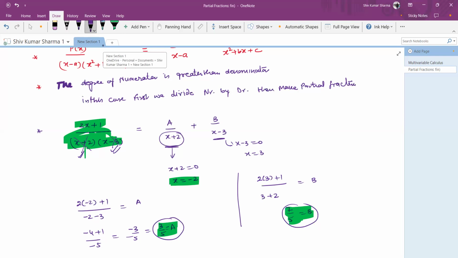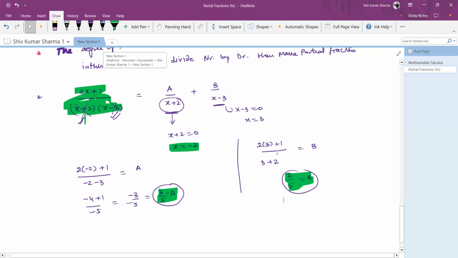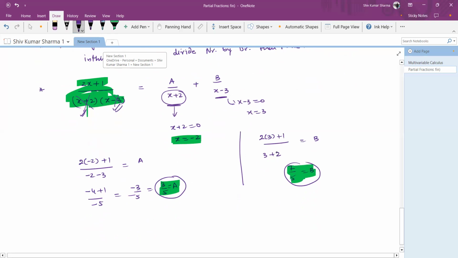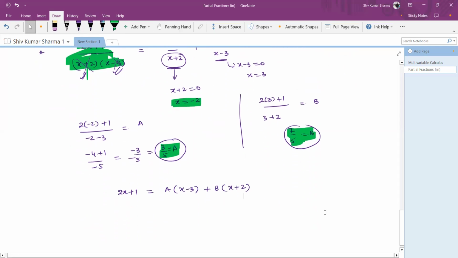Now when we verify these values, we make the equation. When we make the equation, we do not write the denominator again; we just write the numerators. So 2x plus 1 is equal to a into its coefficient, x minus 3, plus b into its coefficient, x plus 2. Equating the coefficient of x and the constant: coefficient of x is 2, which equals a plus b, and the constant is 1, so 1 equals minus 3a plus 2b.